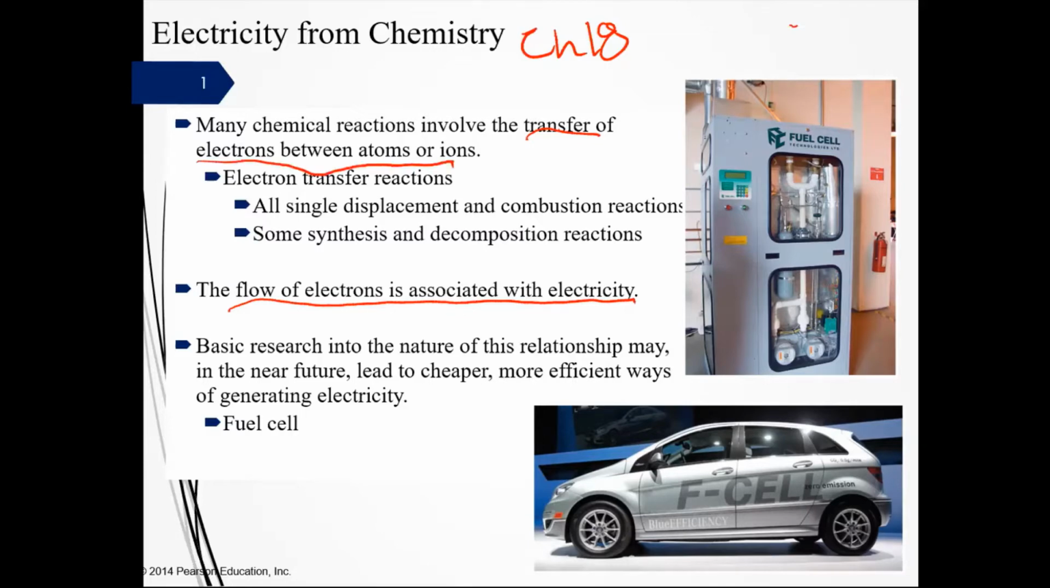So we see this a lot of times in single displacement reactions. We can also see it in combustion reactions. But there are also other ways we can see it. We can see it in synthesis. We can see it in decompositions.